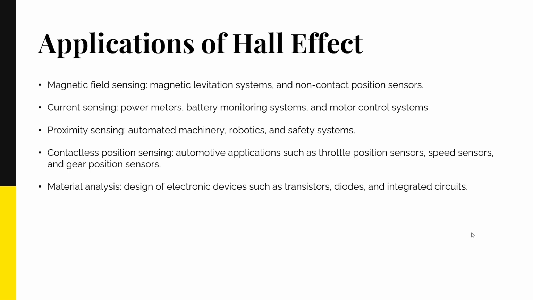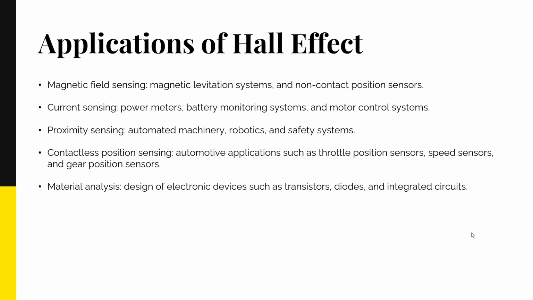Second, current sensing. Since the Hall effect can also be used to measure the magnitude and direction of electric current in a conductor, it is often used in electronic devices such as power meters, battery monitoring systems, and motor control systems. Third, proximity sensing.